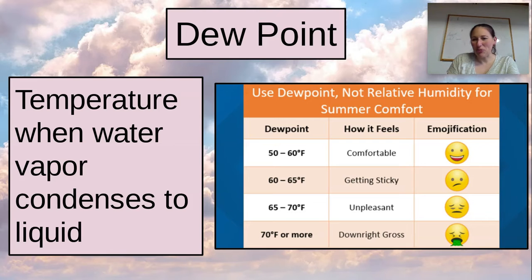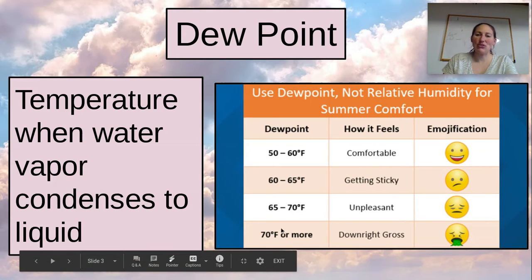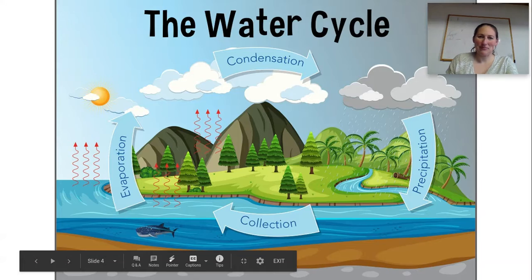I pulled up this graph because in the summer especially they talk about dew point because we're talking about humidity. And dew point is a really good measure of how it's going to feel when you walk outside. They have these little emojis to show that once you get to a dew point over 70 degrees, it's downright gross. So I thought that was cute.